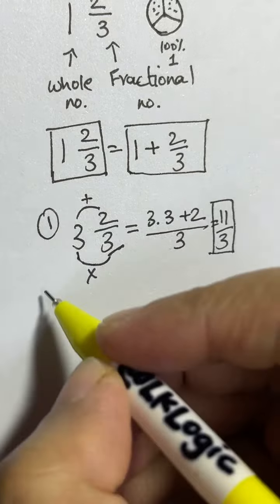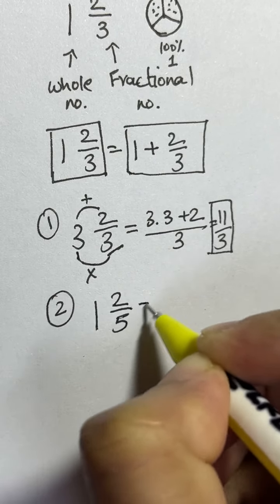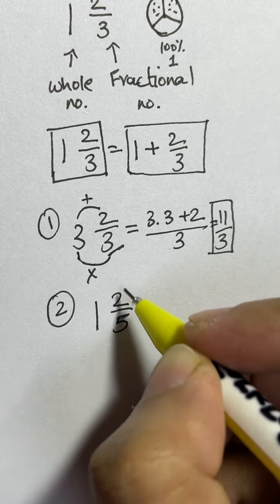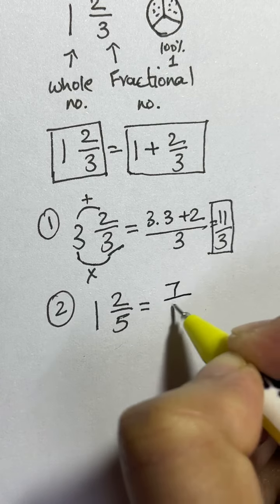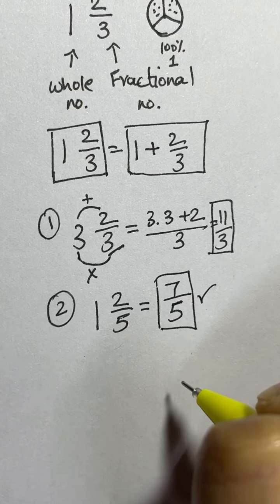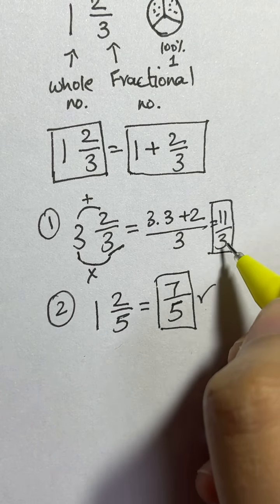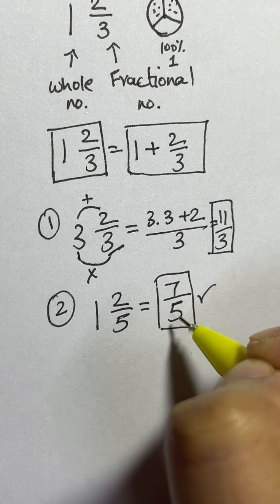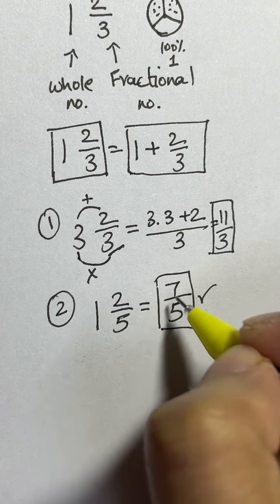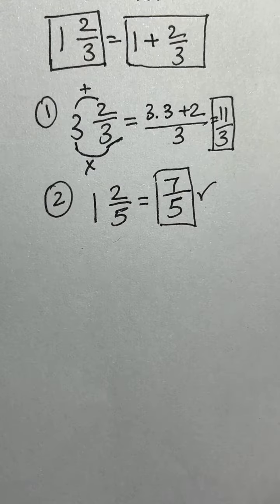Suppose you have another example, for example 1 2/5. How do you go? You go in a cyclic way. 5 times 1 is 5, 5 plus 2 is 7. So you got the answer as 7/5. This is how you convert a mixed number to an improper fraction. See, an improper fraction always has the numerator larger than the denominator. It's not a proper fraction. Always you're converting improper to mixed, mixed to improper. That's it. There's no proper fraction involved.